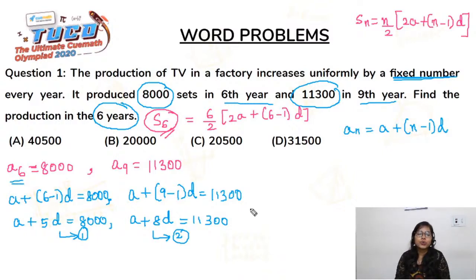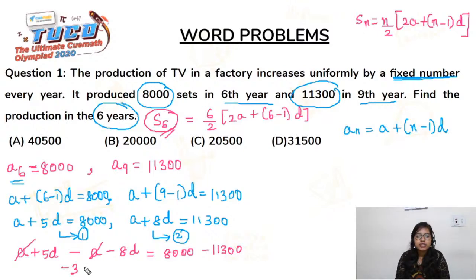Okay, so let me quickly show it to you. What you could do is use elimination on the first and the second equation. Elimination as in you would be subtracting the two equations. When you subtract, the a and a get cancelled. So a plus 5d minus a plus 8d, I'm subtracting equation 1 minus 2. That's what elimination is. Is equal to 8,000 minus 11,300, which is going to give me 5d minus 8d, which is minus 3d, is equal to 8,000 minus 11,300.